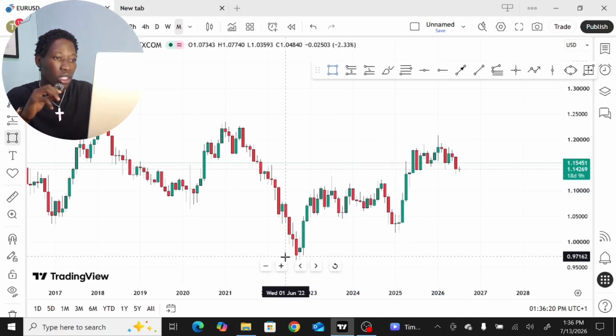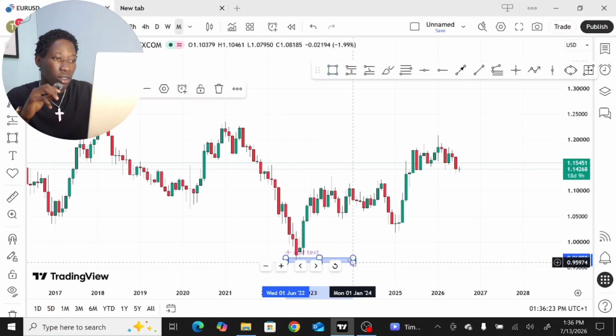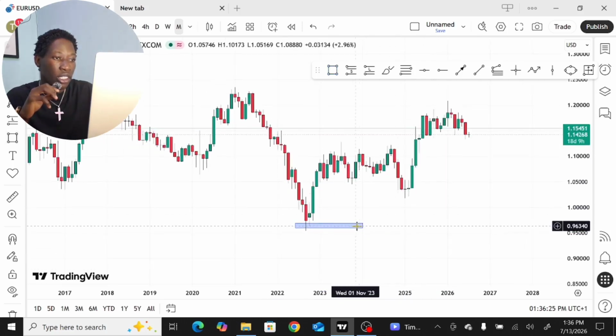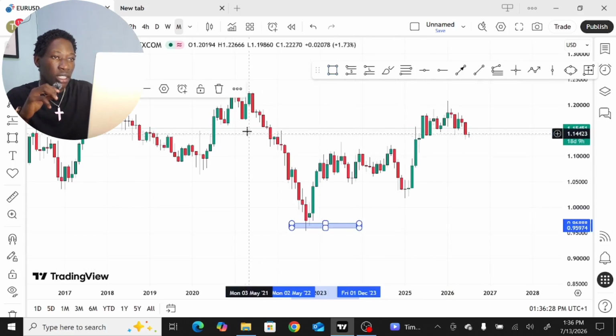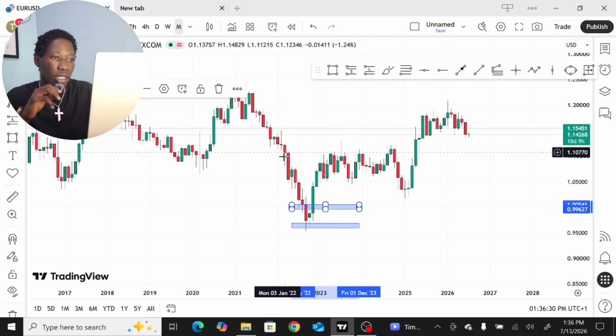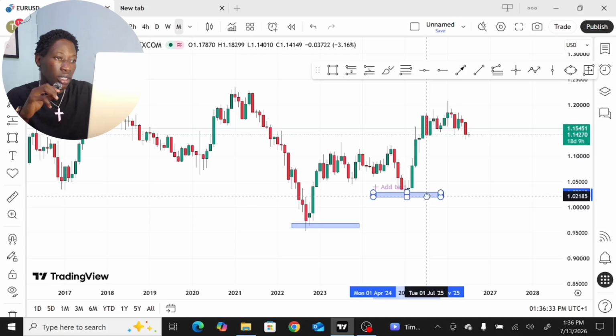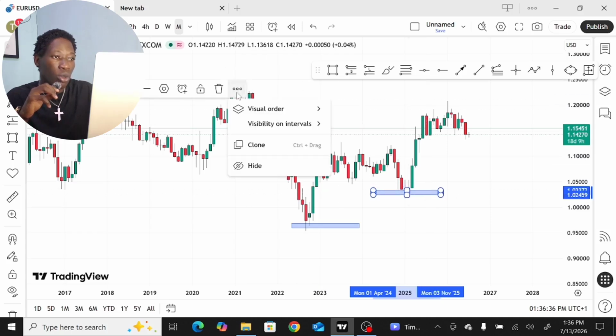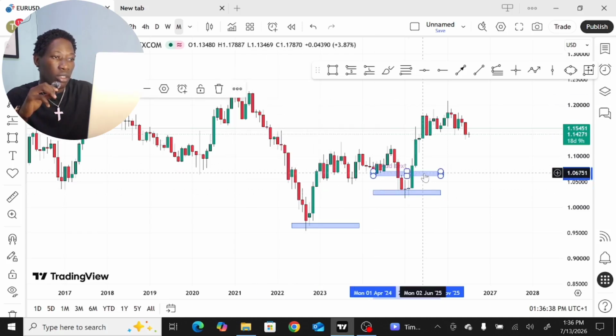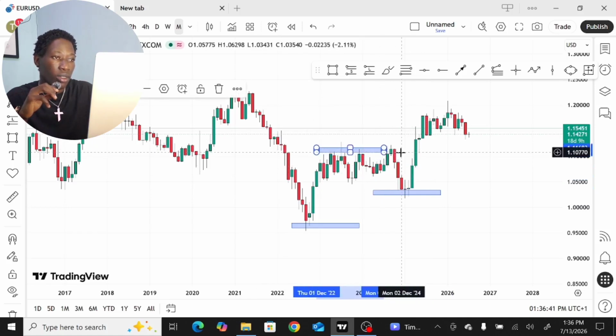First level is this one. Yes, first level is this. The second level is this one. And the third level is this. There's another level here. So this is another level, right?